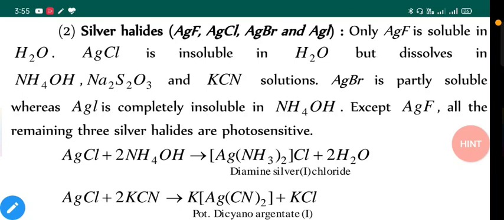Except AgF, all the remaining three silver halides are photosensitive. That means they can react in the presence of light. If we apply light on the surface of these given examples, then they will change their colors and chemical properties. So that's why these types of compounds were used in earlier photography development processes. Right now we use digital printers, so we do not need these types of reactions anymore.